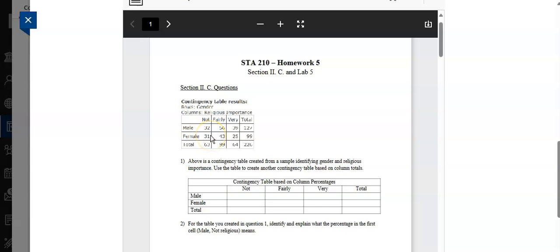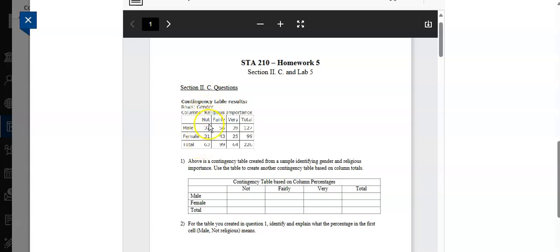Now in question one, we want to use this contingency table to create another contingency table based on column totals. So we are going to make percentages based on the column. We're only going to look at this first column, the "not" part. I'll do one column and leave the fairly column and the very column up to you.